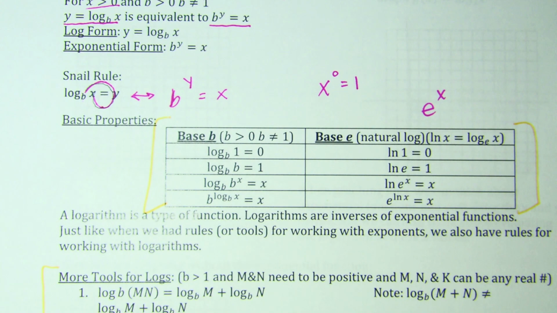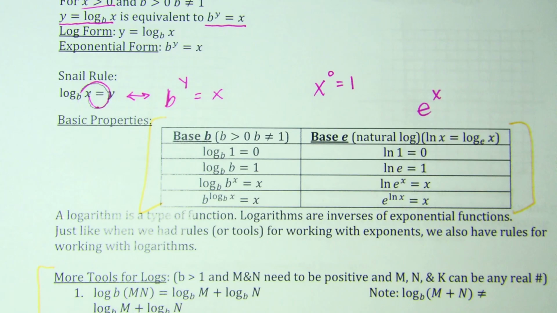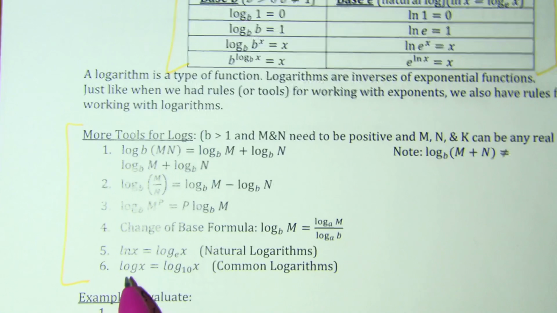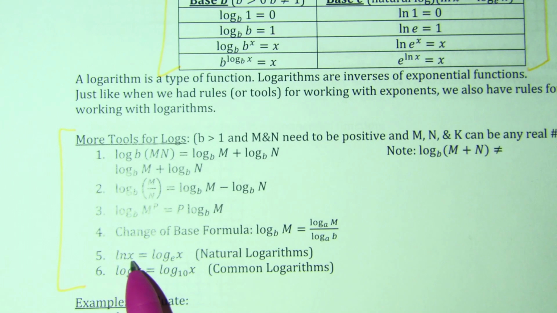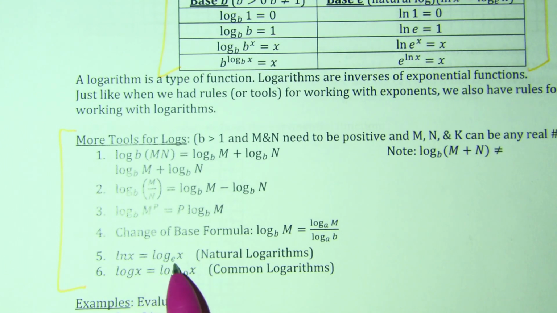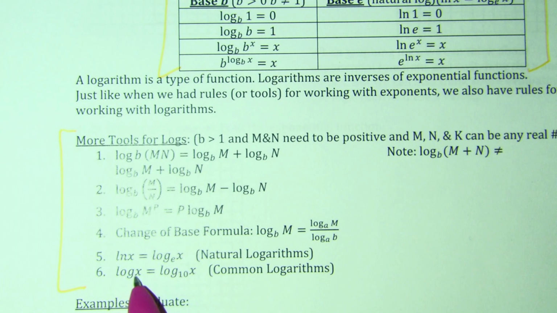We also have what are called common logarithms. Common logarithms are if we have a log base 10. They're called common logarithms because they're really common. It's what we do a lot. So for a logarithm, if you don't see a number there, you're assuming it's base 10. So ln x is the same thing as log base e. Log with no base is base 10.